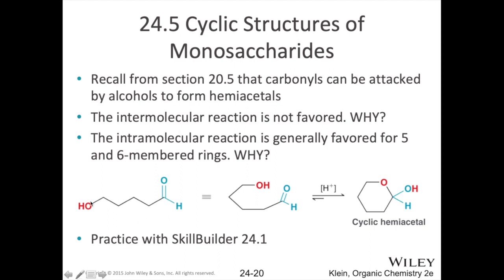So what happens is one of your alcohol groups acts as a nucleophile and attacks that carbonyl carbon, and basically converts that carbonyl oxygen into another alcohol group, and in doing so closes the ring. Now typically you'll get 5 or 6 membered rings. They're just more stable from a torsional strain standpoint. So that's typically what you're going to see.